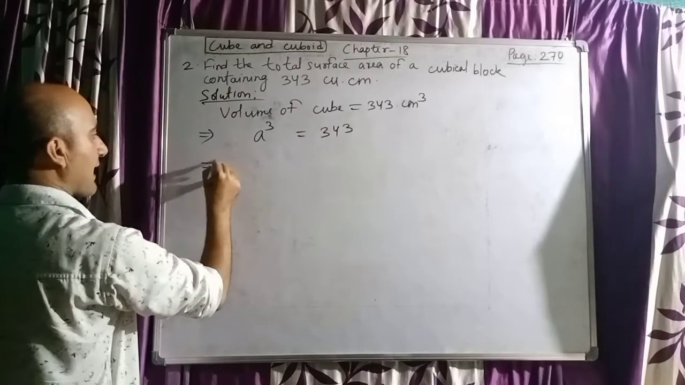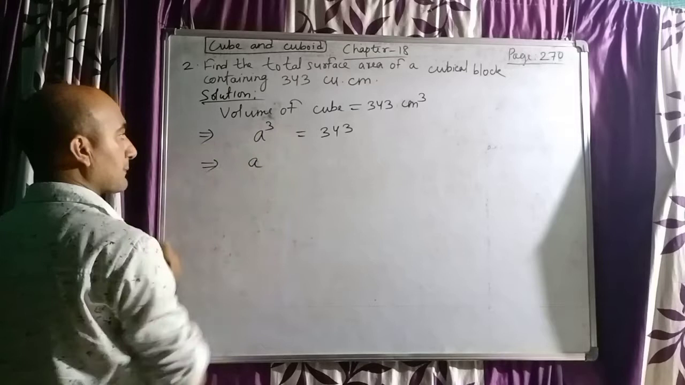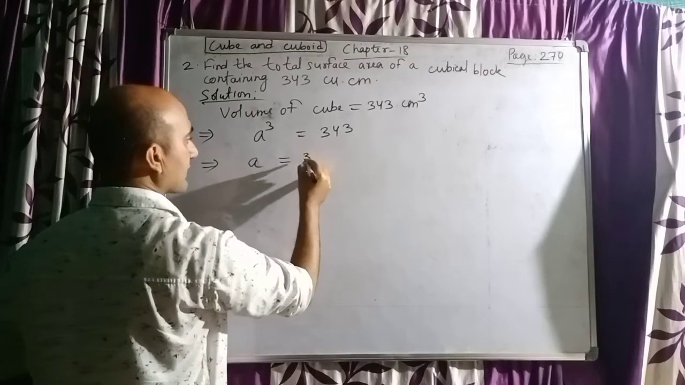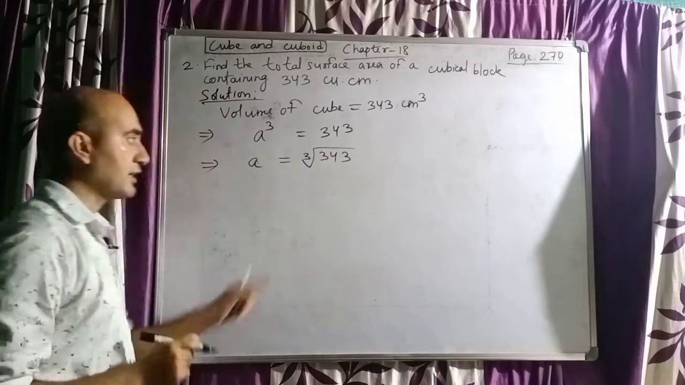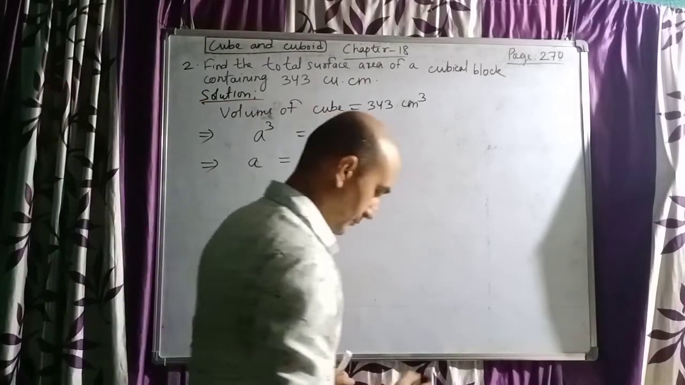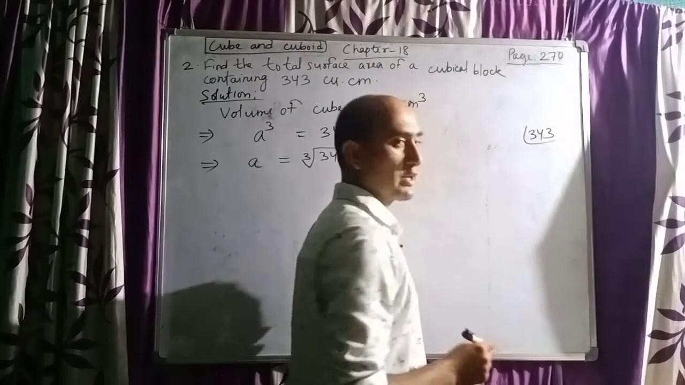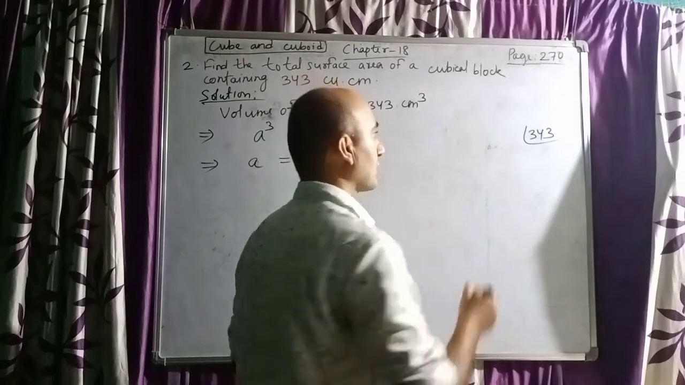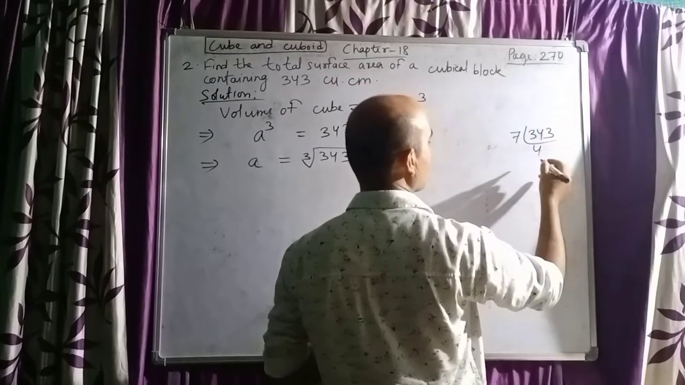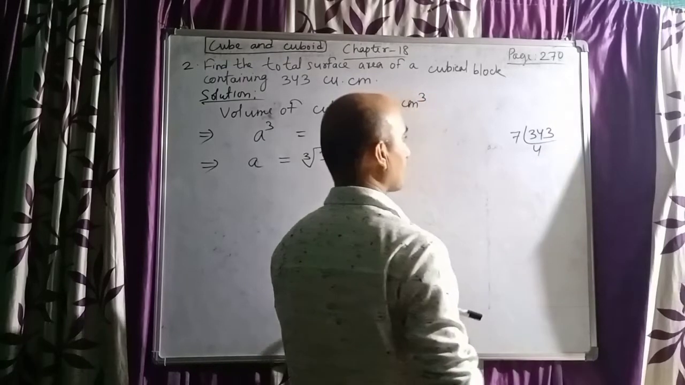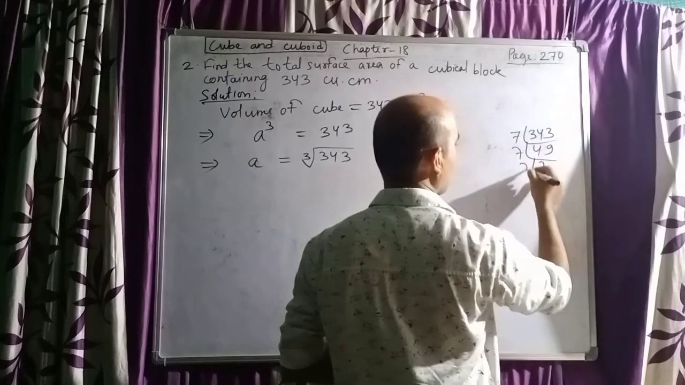343, but I have to find the value of a. So when I remove cube from the left hand side, I will get cube root on the right hand side. So we have to find the cube root of 343. If you know it, it's very good, otherwise you can do the rough work. So here we can divide it by 7. 7 4s are 28, 7 9s are 63. So 7 7s are 49, 7 1s are 7.